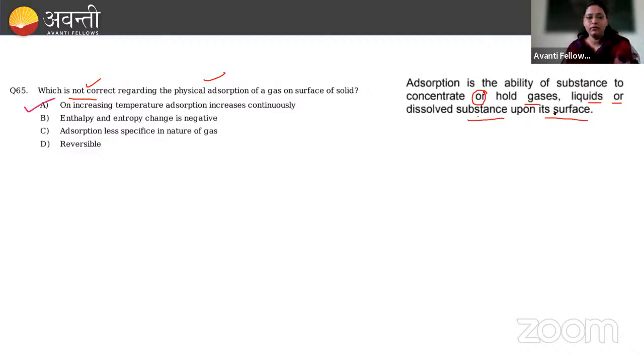So it decreases. Which statement is not correct here? On increasing temperature, adsorption increases continuously. This statement is not correct, because we have seen in adsorption phenomena that this doesn't happen. Even though you increase the temperature, adsorption is not going to increase. So this is the not correct statement. We know this is a true statement: entropy and enthalpy both are negative values. Adsorption is less specific in nature of gas, so this is again true, and you know that physical adsorption is reversible. Okay, yes.